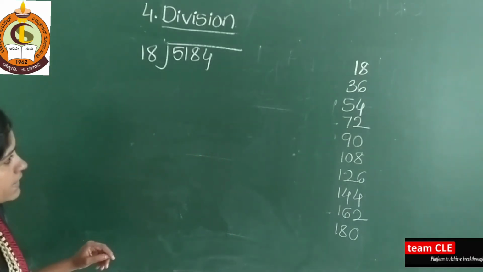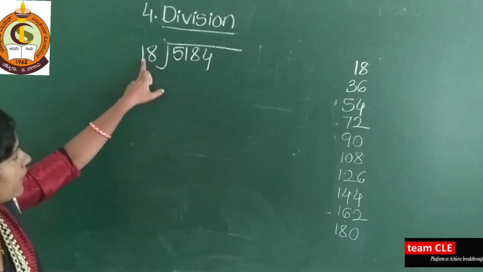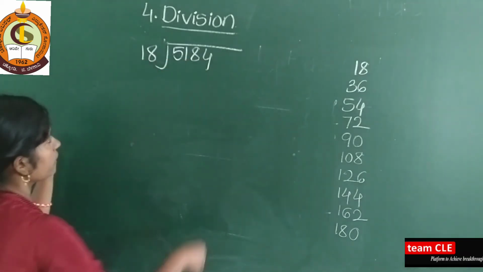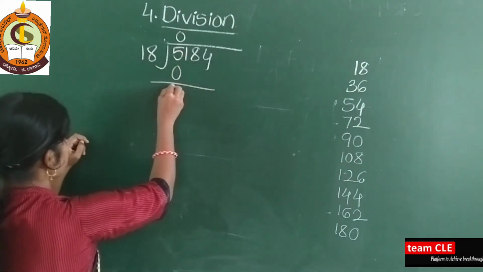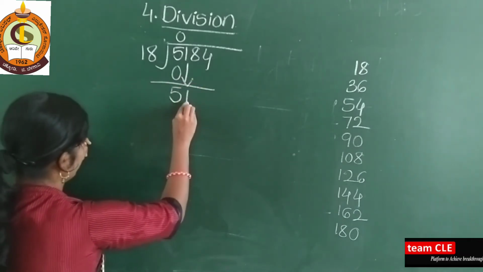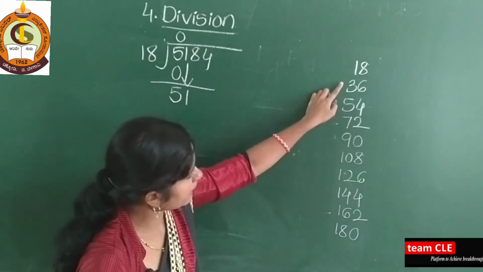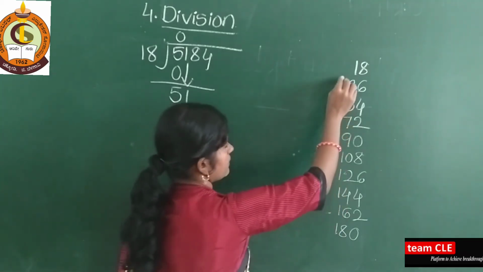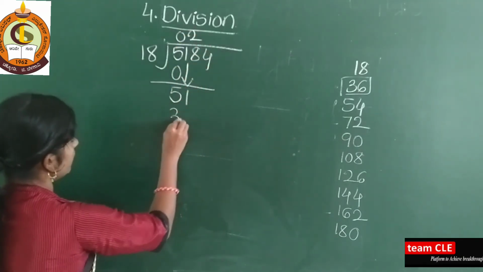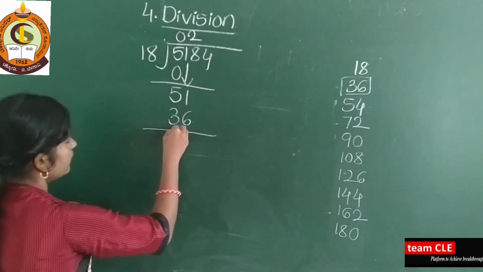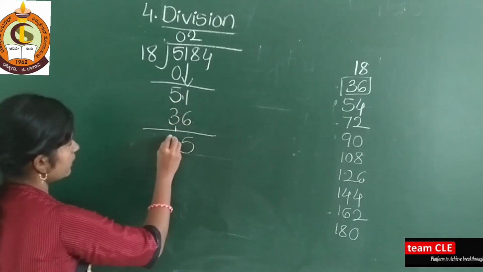So let us solve this example. Here 5 1 8 4 is there. So here 5 is there and here 18 is there. So it is smaller. Give here 18 zeros are 0 and 5 minus 0 is 5. Next you take 1 down. Now how much is it? 51. So here 54 is there. I will take here 36. Okay. So 18 how much is 36? 18 2s are 36. Okay. 11 minus 6 is 5 and 5 minus 3 is 2. 2 minus 1 is 1.